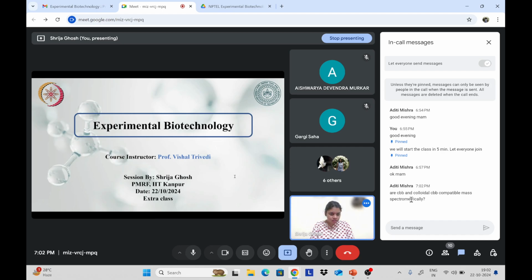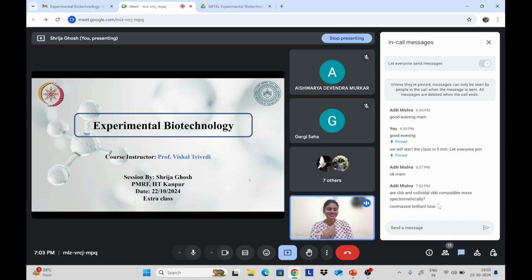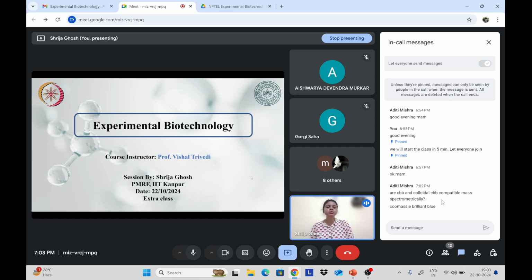Aditi has asked about CBB. What is CBB, Aditi? Can you clarify? Okay, Coomassie and colloidal Coomassie compatible with mass spectrometry. No, actually, when you have to do mass spec, you have to destain the gel completely. I'm assuming you are asking about slicing up the gel after running it and then analyzing the protein by mass spec, right?